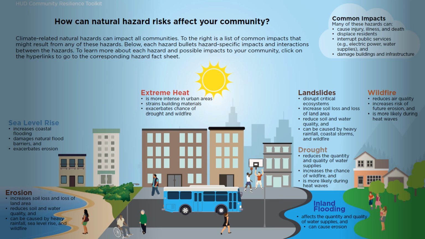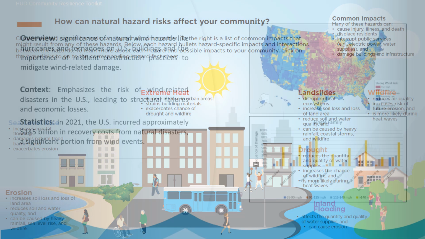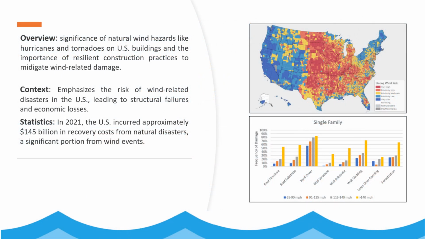Community Resilience Toolkits. The overview of the guidelines covers the significance of natural wind hazards like hurricanes and tornadoes on United States buildings and the importance of resilient construction practices to mitigate wind-related damage. The context of the guideline emphasizes the risk of wind-related disasters in the United States, leading to structural failures and economic losses.